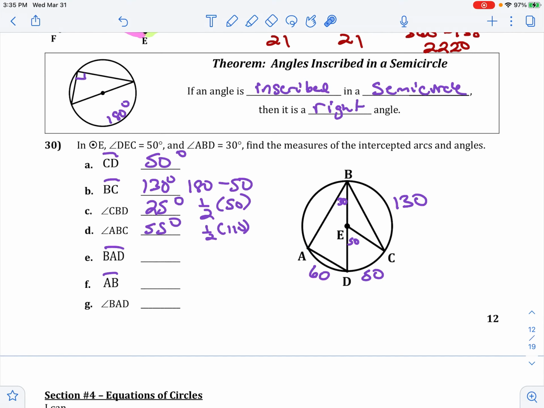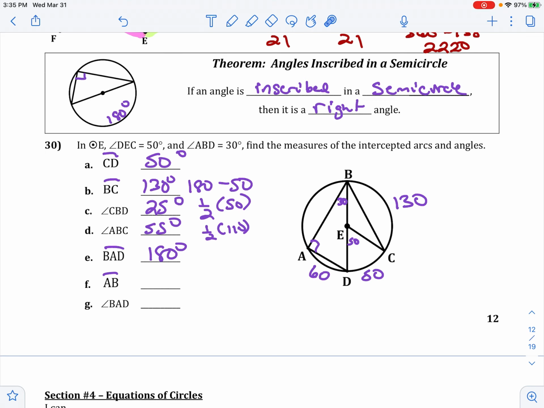Angle BAD. BAD, it's inscribing a semicircle. That means it's a right angle. That's 90. Oh, except they're not asking for angle BAD. They're asking for arc BAD. So sorry. Let's get rid of that. I need arc BAD. Arc BAD is 180. That is a semicircle. I think they get to the other one, letter G.